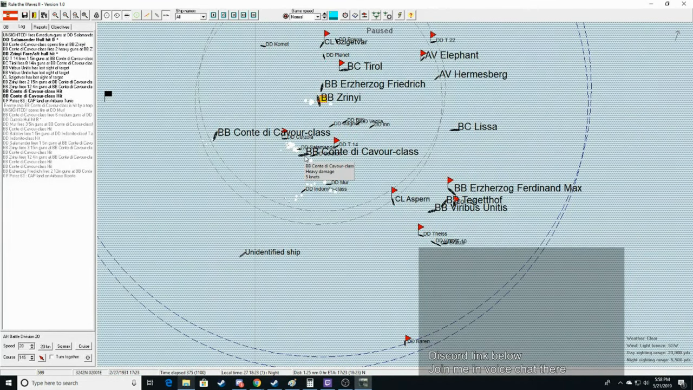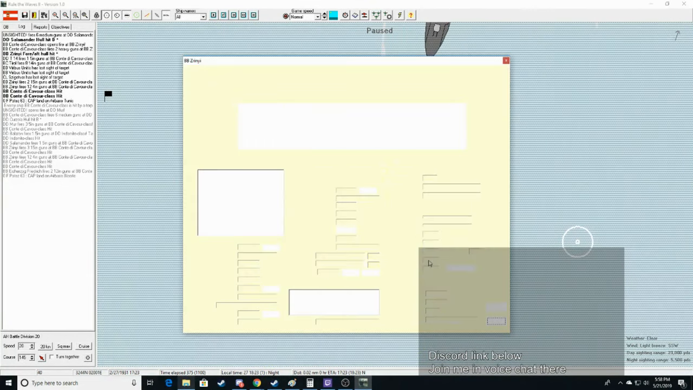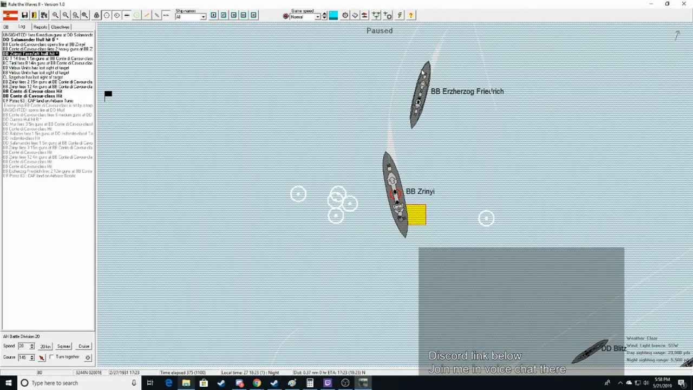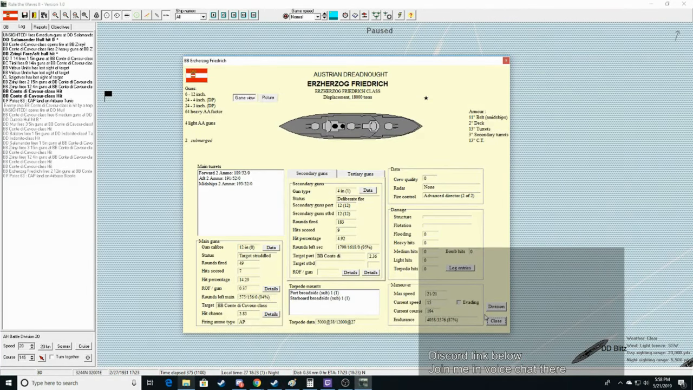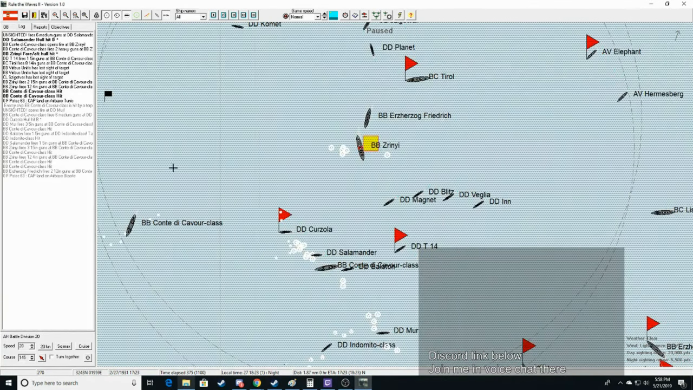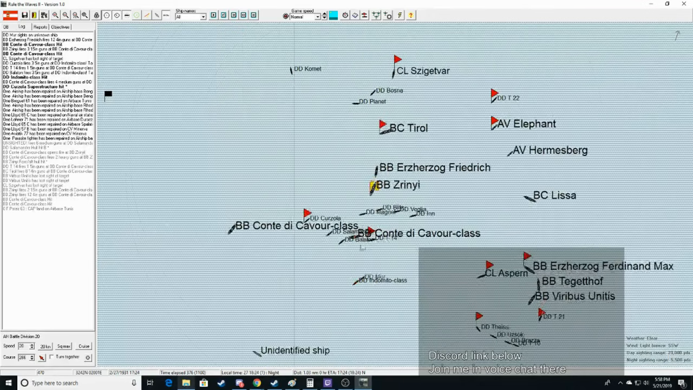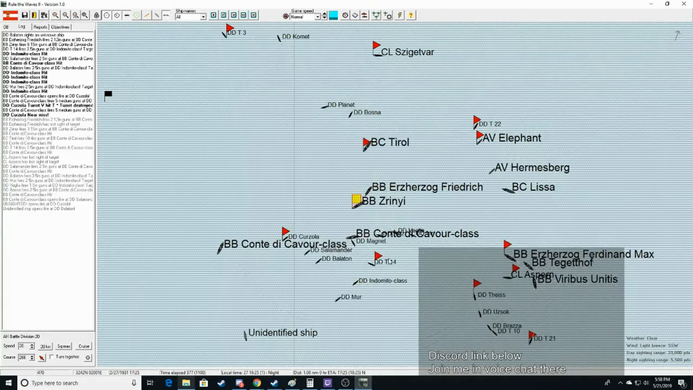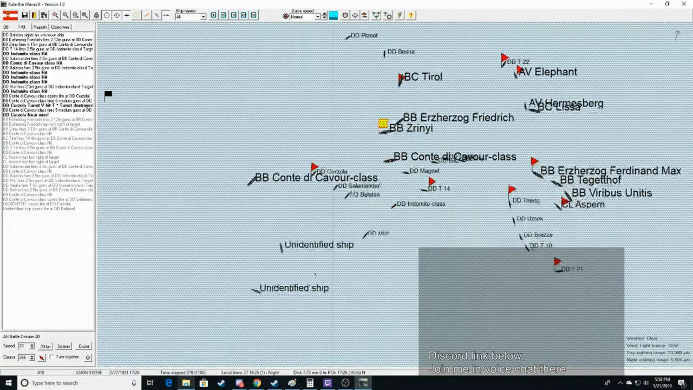Now that battleship's dead in the water. So that is a very good sign. So Zrini took a hit. So that's some structural damage. That's our first... So our oldest and newest dreadnought are right now serving together. So that ship's dead. That ship's gotta be dead at this point.